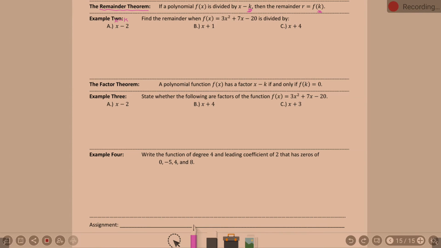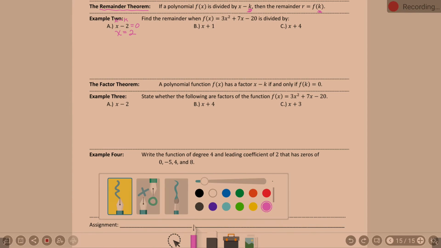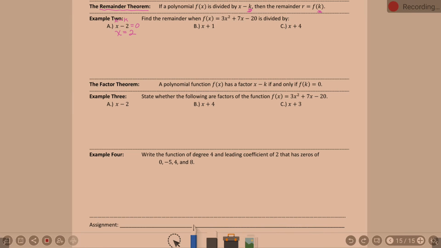Now, if I have x minus 2, what's my k value? 2. And the k value is just the 2. Now, here's my suggestion how to think about that. Think about this: if it's x minus 2 equals 0, what does that end up being? That ends up being positive 2, yes? So if they give it in factor form, you're going to do that. So my job then is to find f of 2. That's going to be the remainder of the problem. So I'm going to take 2 and plug it in. Are you with me?